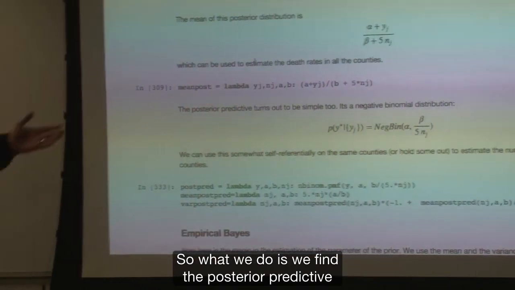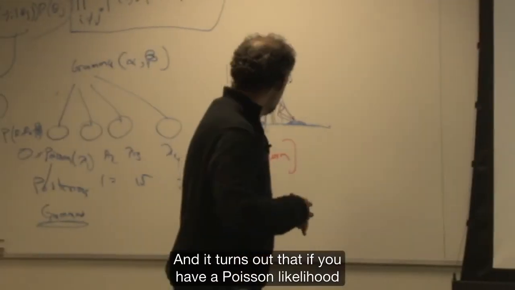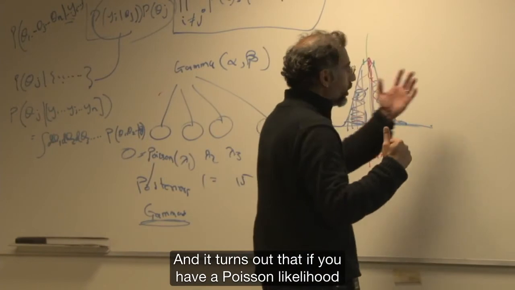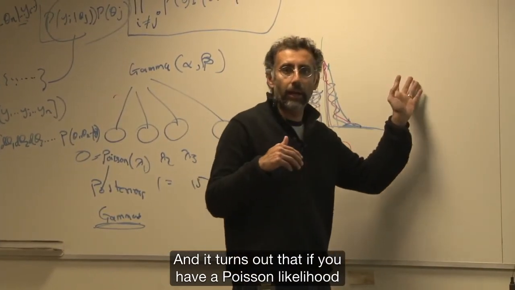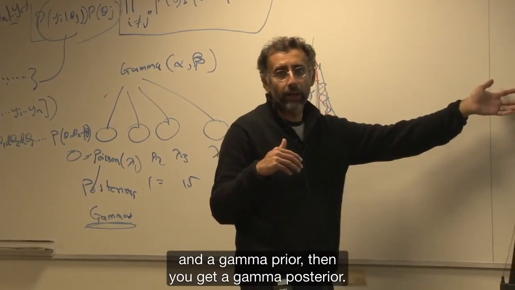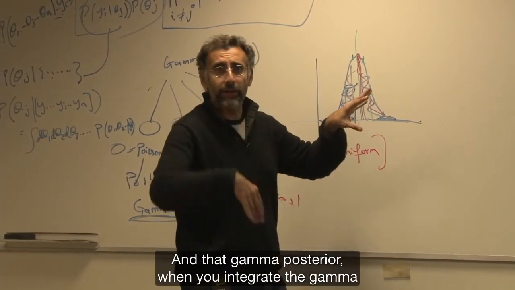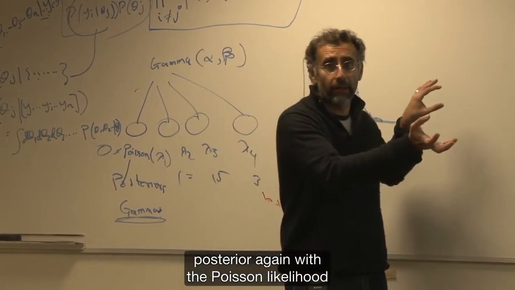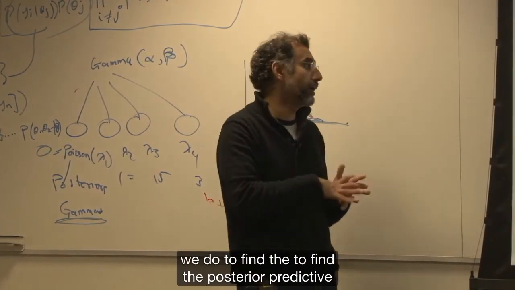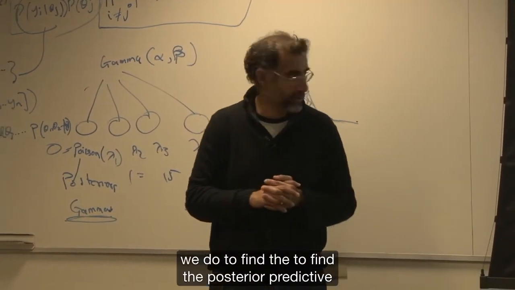So what we do is we find the posterior predictive distribution, and it turns out that if you have a Poisson likelihood and a gamma prior, then you get a gamma posterior. And that gamma posterior, when you integrate the gamma posterior again with the Poisson likelihood at these new points, right? That's what we do to find the posterior predictive distribution.